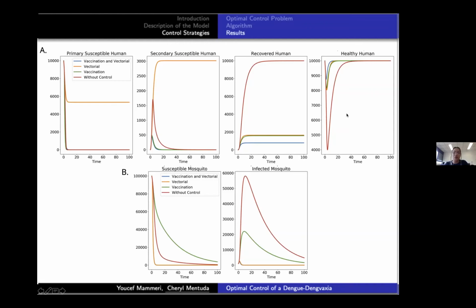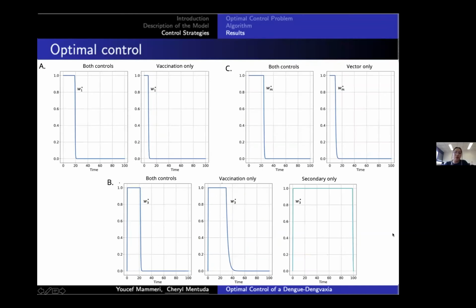This shows that the combination of vaccination and vectorial control is the best method in maximizing the healthy human population. Actually, the combination of vaccination and vectorial control is always the best method in this part. But if we consider the optimal control, we can see here that concerning the vaccination only, vaccinating the primary susceptible human population requires shorter time compared to the secondary susceptible. So for vaccinating the primary susceptible, W sub 1 takes shorter time compared to vaccinating the secondary susceptible.